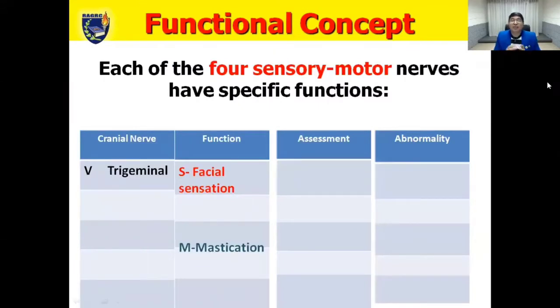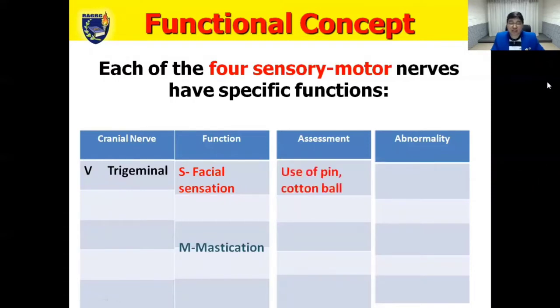Now, let's figure out the functions of each of the 4 sensory motor nerves and identify methods of assessing these nerves as well as associated abnormalities. So let's begin with cranial nerve 5, trigeminal nerve. So as we all know, it has both sensory and motor function. The sensory function involves sensation on the face, so facial sensation, and the motor function involves mastication or chewing.